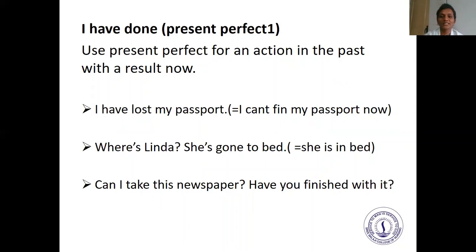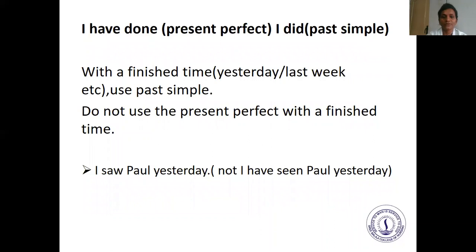And the main important one is present perfect. It is used for an action in the past with a result now. And I gave you some examples of it, I have done and I did. Where do you use past simple, I did? And where do you use present perfect? With finished time, you use simple past, and you should not use present perfect with a finished time. For example, I saw Paul yesterday, and I have not seen Paul yesterday is wrong.